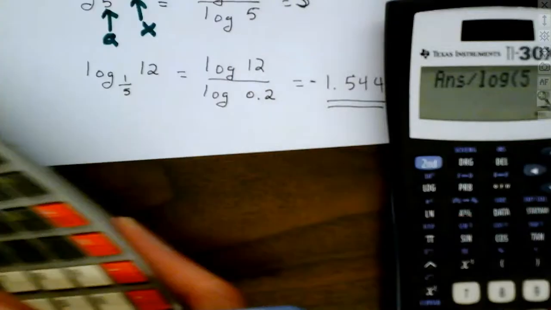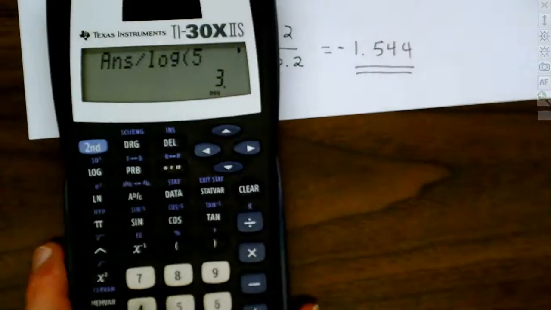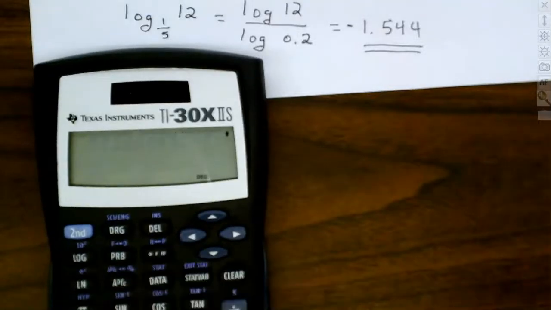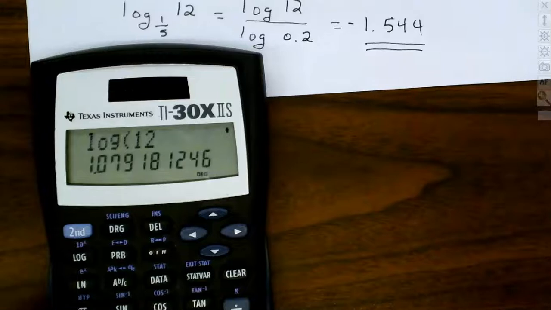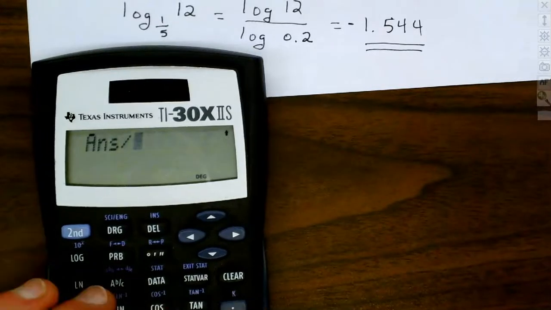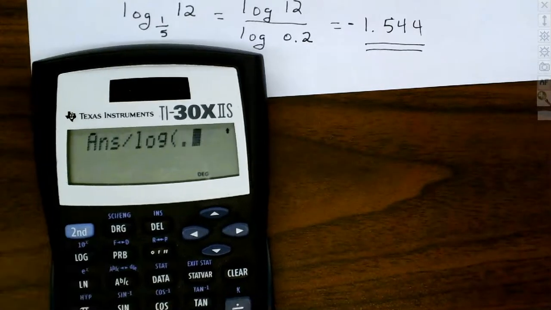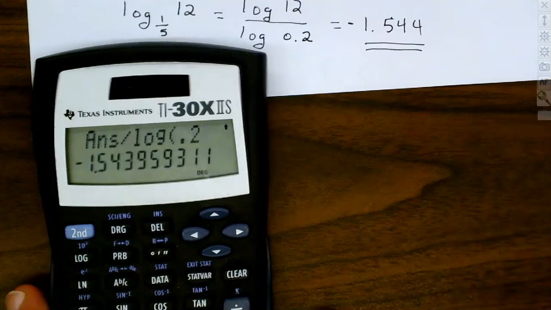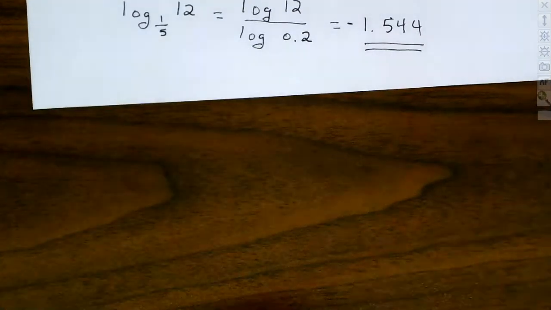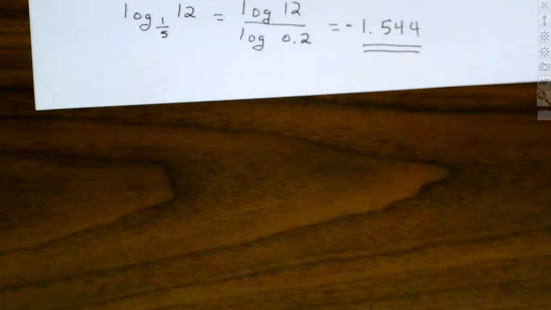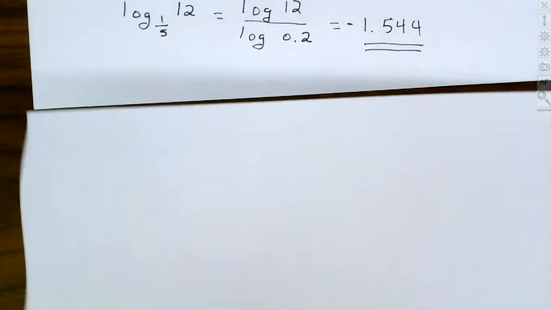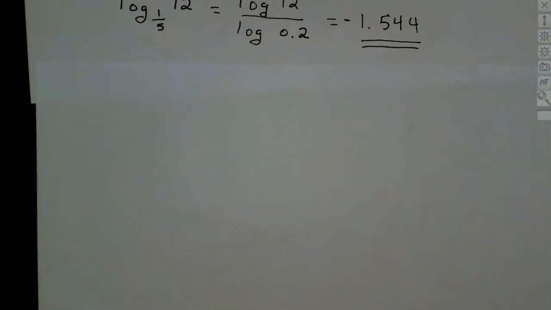On this calculator, how would you do it on this type of calculator? Pretty much the same way. It's just backwards on the order. So you would type log of 12, hit equals, divide that by log of 0.2, hit equals, and that gives you the same answer. So that's how we use our calculator now to evaluate different bases. If there's no number, it's just log base 10.